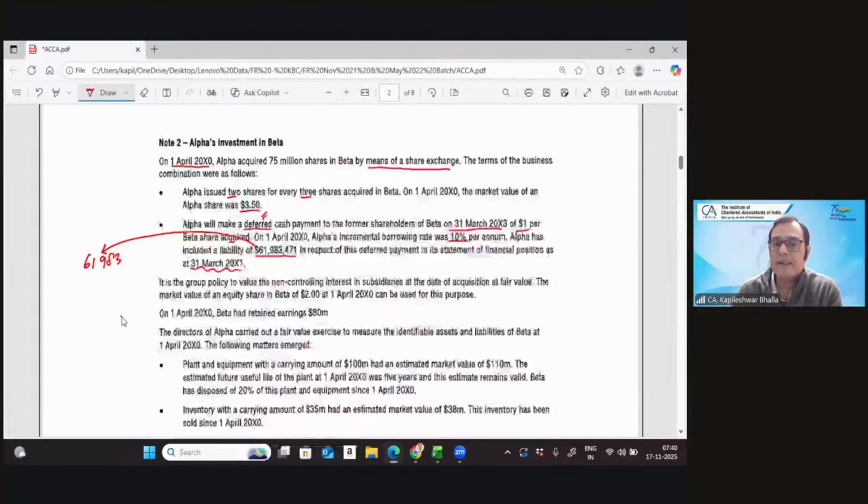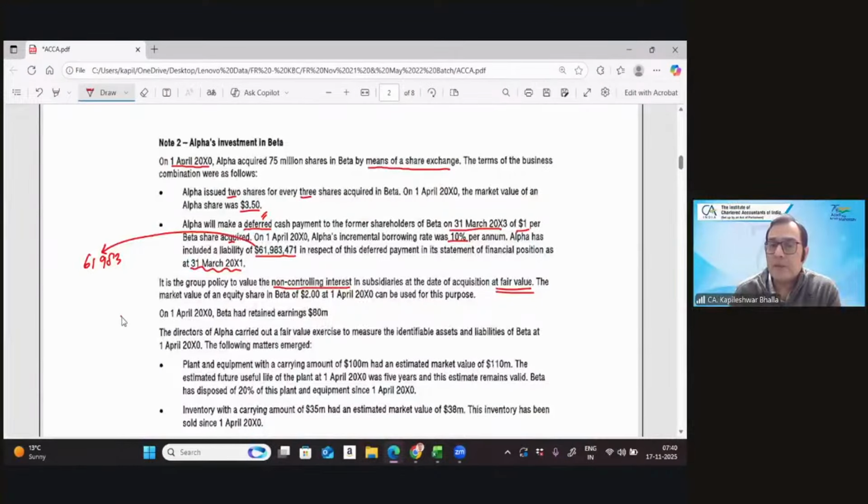Then it says further, sorry, it is the group policy to value the NCI on the acquisition date at a fair value. As soon as you read that the NCI is taken at a fair value, your mind should immediately tell you that yes, the goodwill is going to be full. And if the goodwill is going to be full, then the impairment loss is borne both by the parent and the NCI. When you read that input, immediately your mind should start telling you that yes, NCI at a fair value is an implication of the goodwill being full.